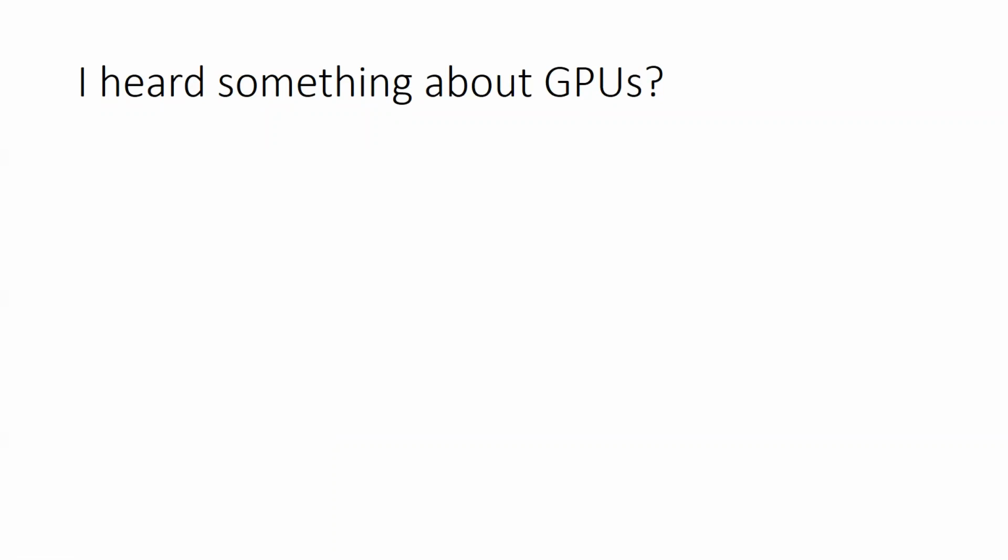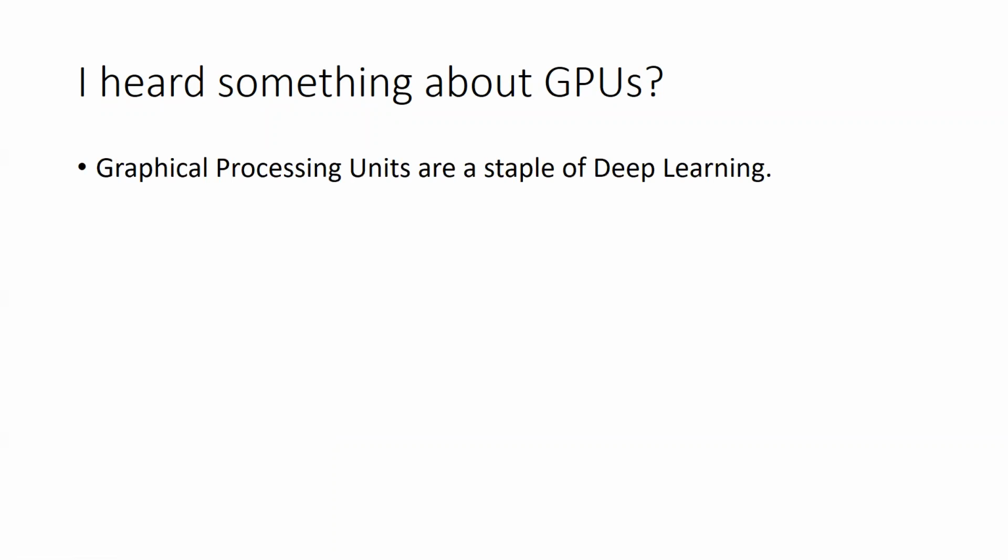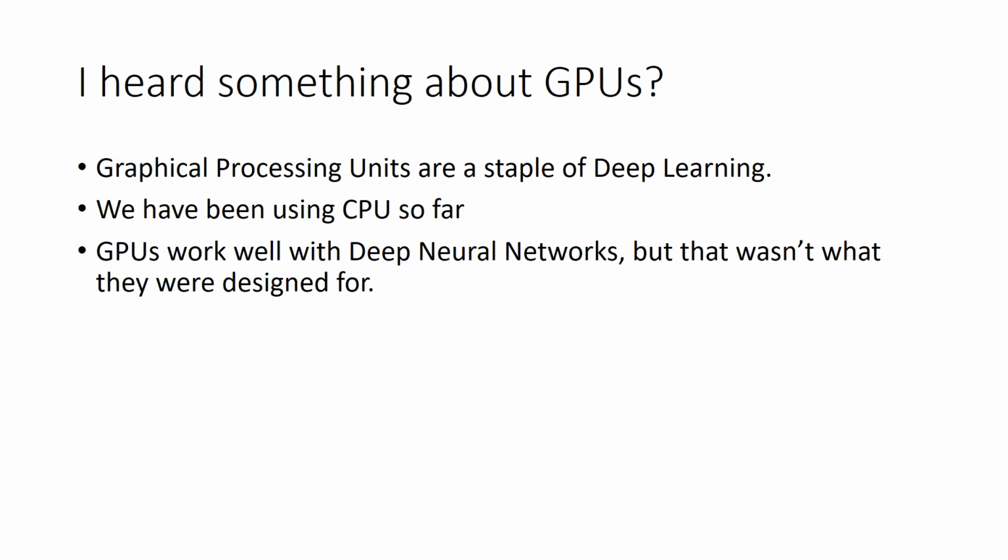Both Marcos and I have talked about GPUs, and you might be wondering why. You obviously know we've got a CPU on our computers. So GPUs, or graphical processing units, are a staple of deep learning. They help speed up the process when we train our models. All through this course, even on Kaggle, we've been using just CPUs, or if you've been doing it in RStudio, you've just been using a CPU. However, GPUs work really well for deep neural networks, and neural networks for that matter as well.